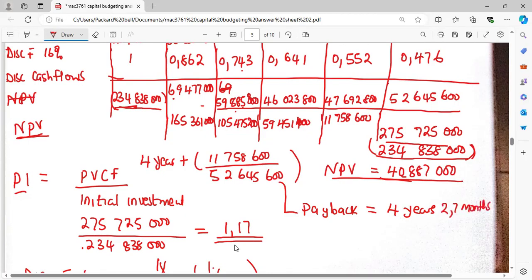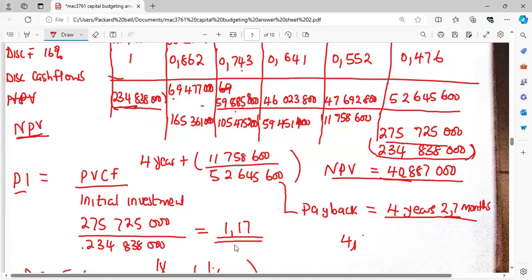Yes. If you want to convert it to months, when you have 0 point whatsoever here, you multiply by 12. But if you want to leave it, then you give your answer in decimal form, like 4.2, 4 point something. But if you want to convert it to months, the 0 point you get, you multiply by 12. Then you are going to have the months. So the payback is 4 years, 2.7 months.